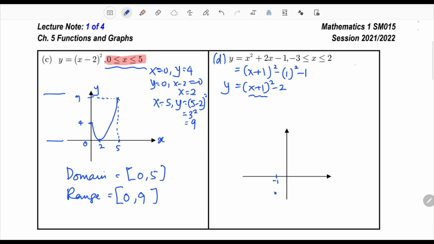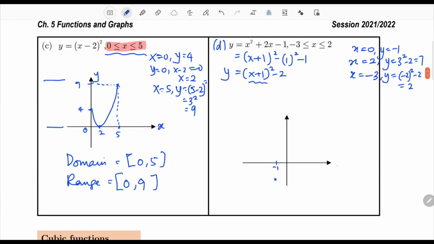Okay, when x is 0, we get y to be negative 1. When x equals 2, y equals (2 plus 1) squared minus 2, we get 7. When x equals negative 3, y equals (negative 3 plus 1) squared minus 2, so negative 2 squared minus 2, so we have 2.